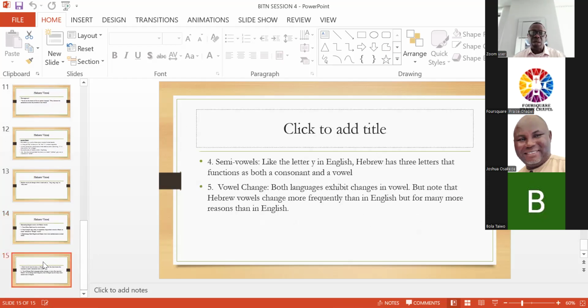Number 4, English and Hebrew vowels. We have semi-vowels as well. Like the letter Y in English, Hebrew has 3 letters that function as both a consonant and a vowel, just like Y in yellow as a consonant, and Y in Jim as a vowel. Last but not the least, the vowel change. Both languages exhibit changes in the vowel. But note that Hebrew vowels change more frequently than in English, for many more reasons than in English.